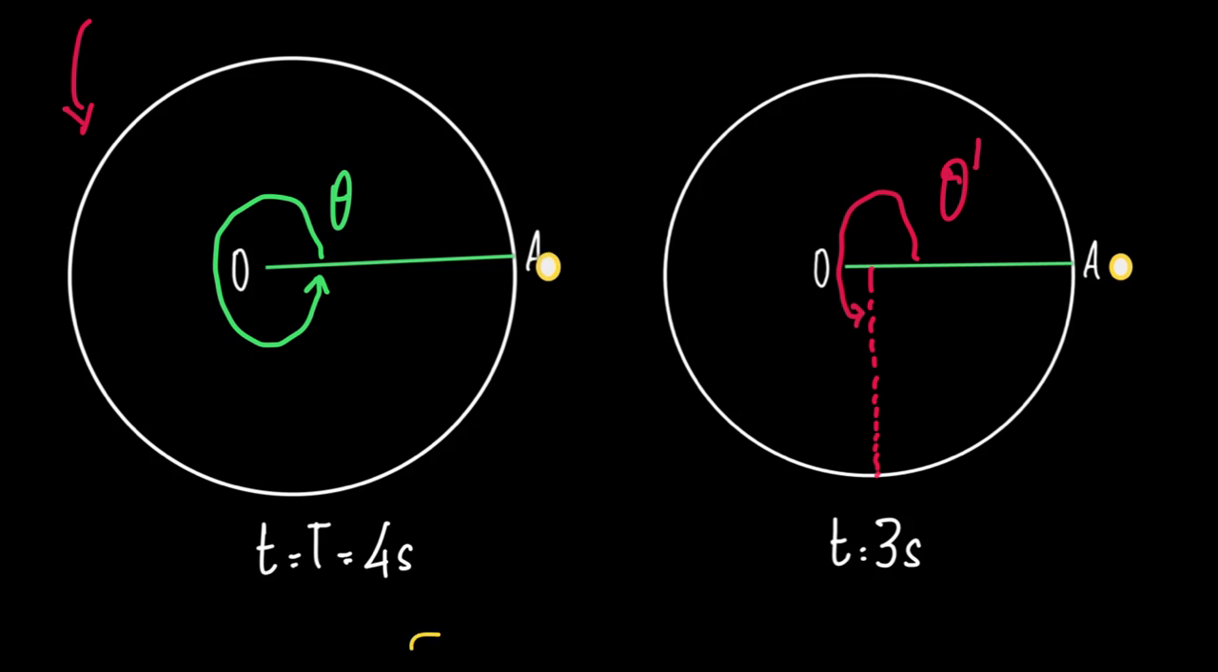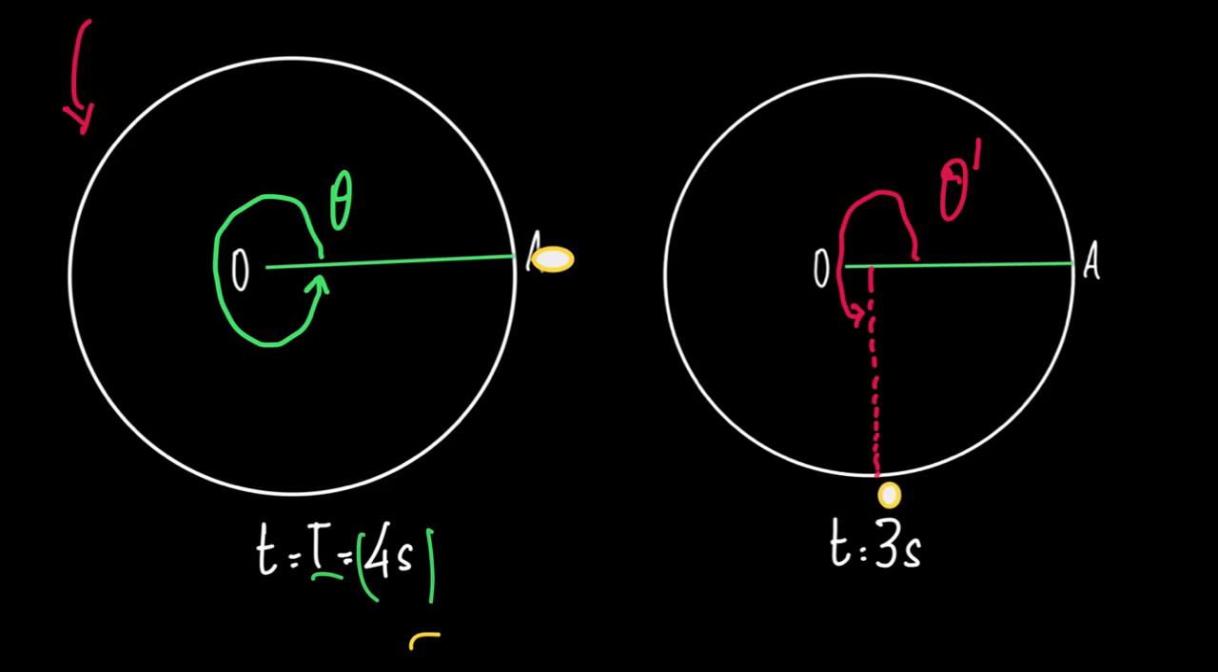What we have is an object completing one turn in 4 seconds, which means that the time period here is 4 seconds. And when it completes 3 seconds, that is where we've been asked to find out the displacement.